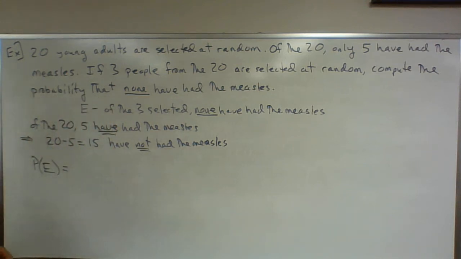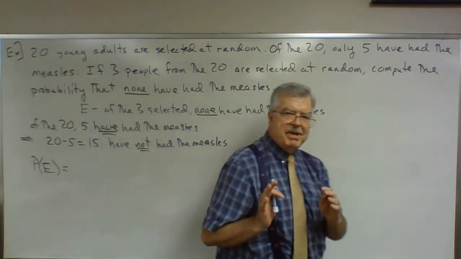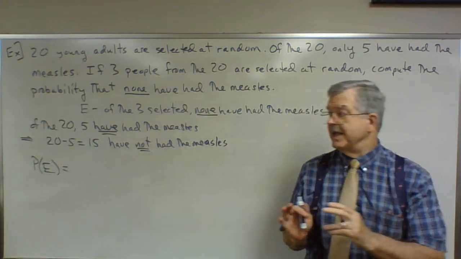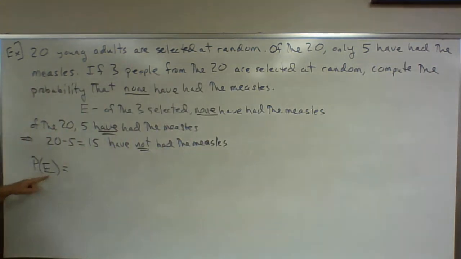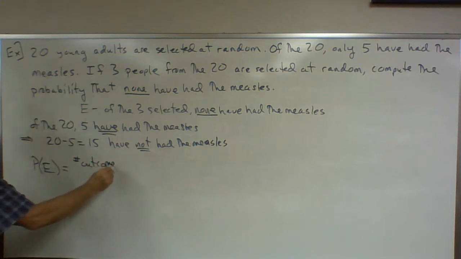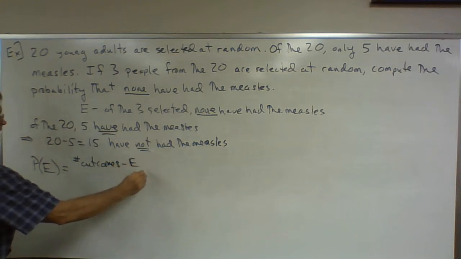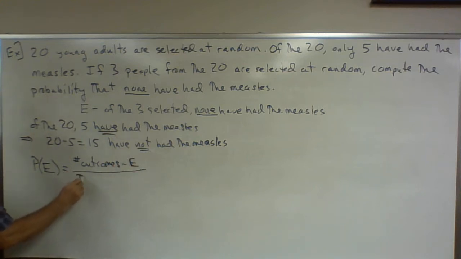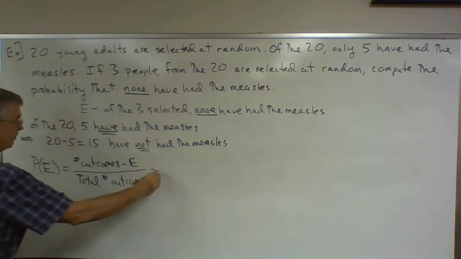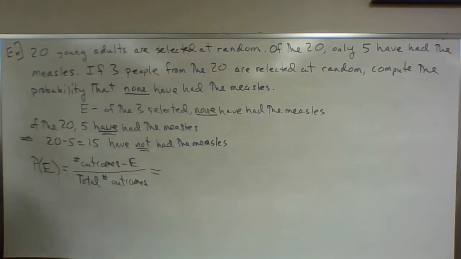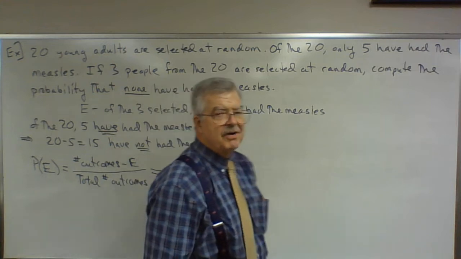Before I do this, let me use that basic rule of probability again. The probability that E occurs, given that all outcomes are equally likely, is the number of outcomes resulting in E over the total number of outcomes. There we go. Now we're getting started off on the right foot.